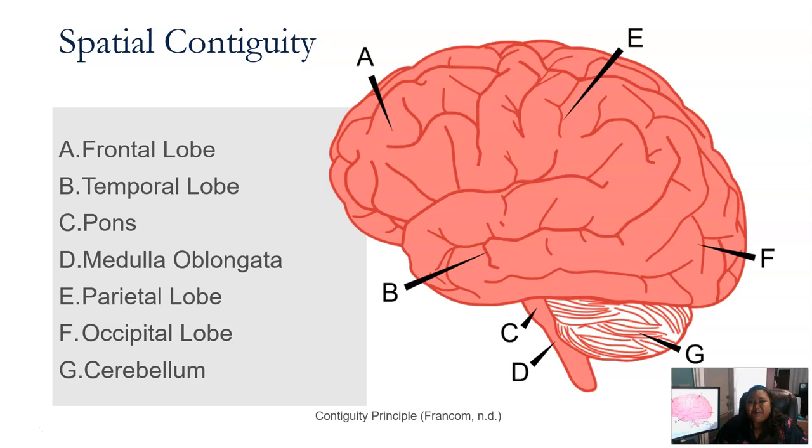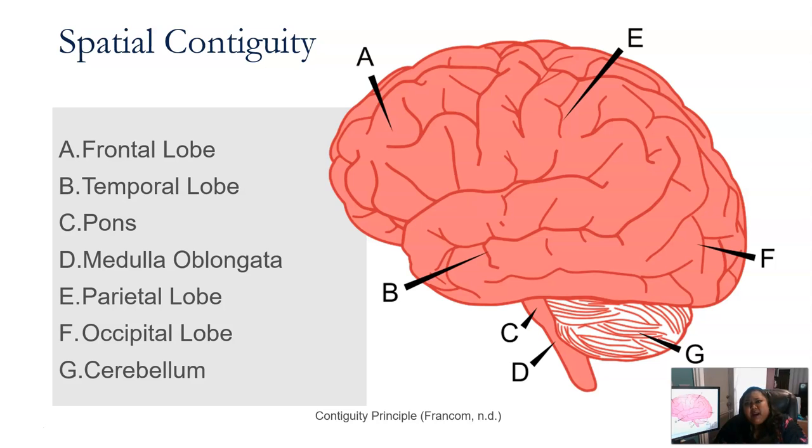Remember this example from earlier? First, is it a good example or a bad example of spatial contiguity? If you remember, there was quite a struggle to tie those terms to where they were on the actual picture. So this would be a bad example of spatial contiguity.